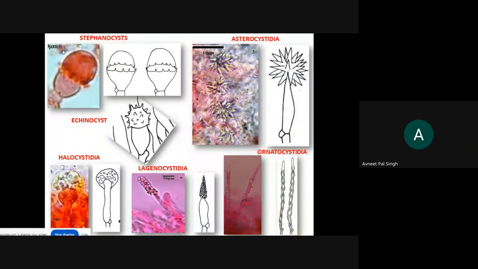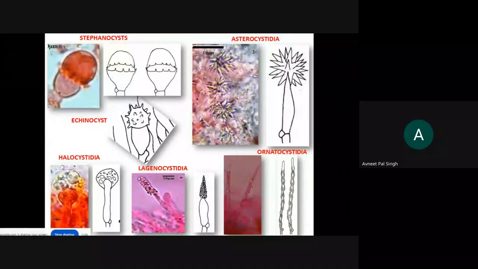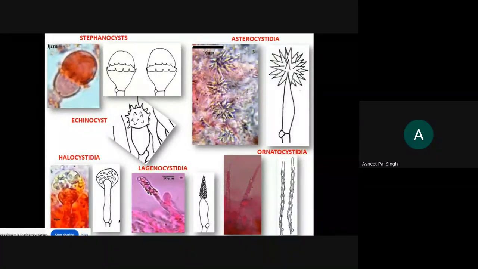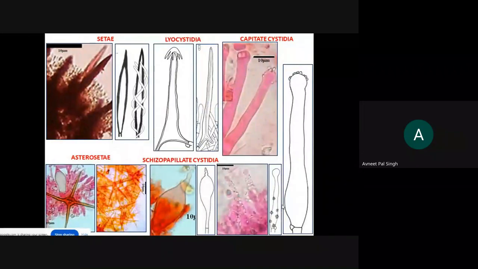Then there are certain cystidia which have a cap-like tip and a whorl of teeth in the middle. We call them stephanocysts. Certain structures have some minute projections on the tip, called acanthocysts. Others look like crystals, stellate crystals, called asterocystidia. Still others have a narrow tip which bears a mass of crystals, called leptocystidia, or there is a halo-like structure on the tip, called halocystidia, or we have some crystals which are placed at regular distance, called ornatocystidia.